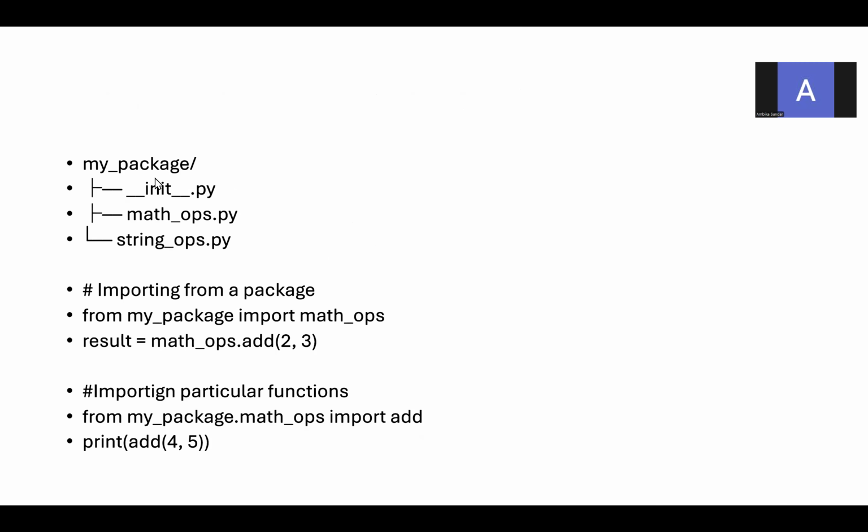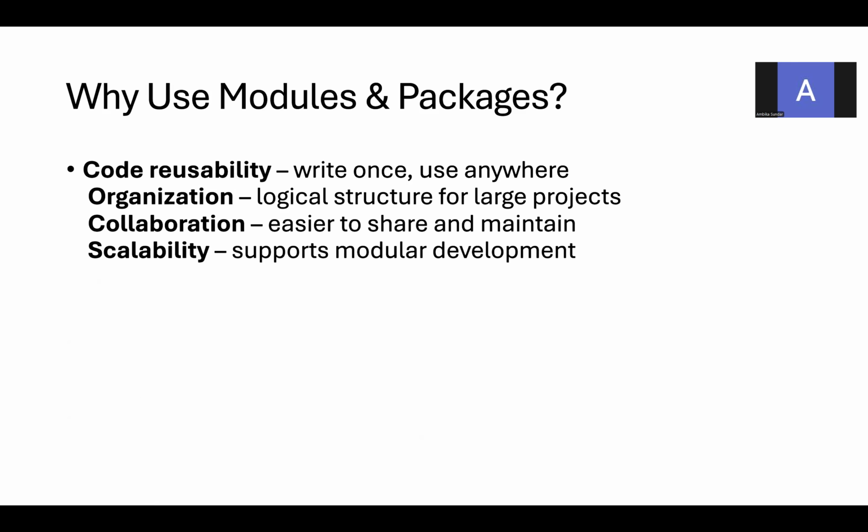What is the logical structure? Under this package, you have this Python file followed by the normal Python file. This Python file acts as a module in another Python file and is extracted from this package. This logical structure helps for larger projects. Collaboration: it is easier to share and maintain the project. Scalability: it supports modular development. Modular means breaking the program into multiple programs so that even a layman can understand the structure of the project.